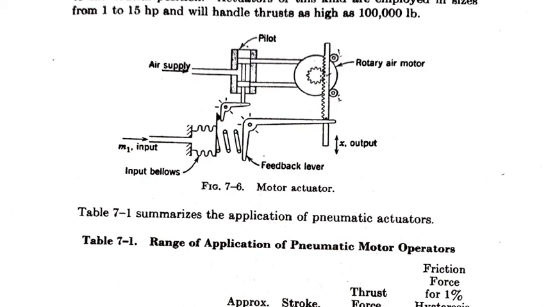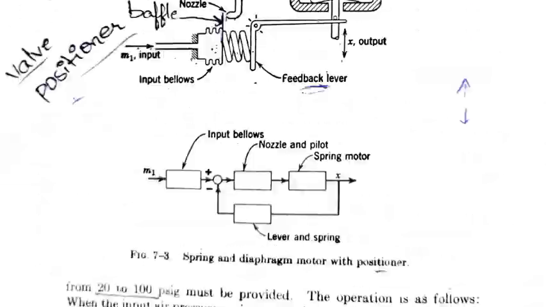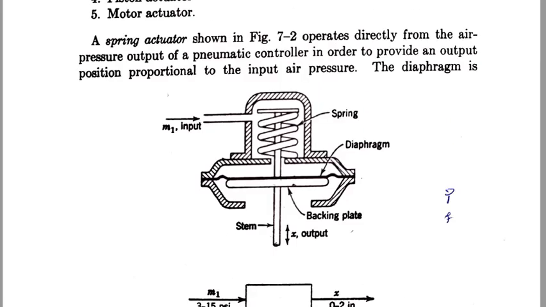The first one is a spring actuator. The second one is a spring actuator with positioner. Once again I will show the diagrams here. This is a spring actuator, which is a very simple construction. There is no use of any bellows, flopper nozzle mechanism, pilot or regulators. We just supply the input pressure, the diaphragm comes down, and in time it comes back to the original position. So this is the spring actuator.